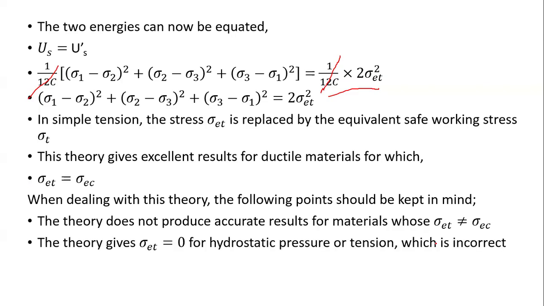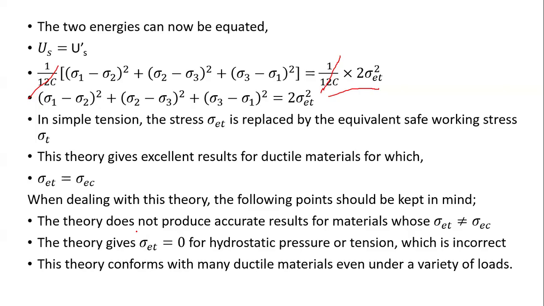Then also, if stress ET is 0, here we're saying that the theory gives stress ET equal to 0 for hydrostatic pressure or tension. This is like an error. So this is one of the things to note when you're working with this theory. Just like the others, we're trying to make sure that you find the facts that work with that theory. In this case, this is how things work out when you want to apply this theory. So again, it's very good for ductile materials. Even under a variety of loads, you can use it.